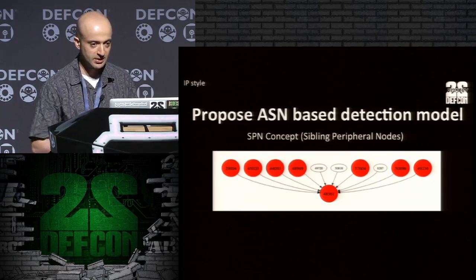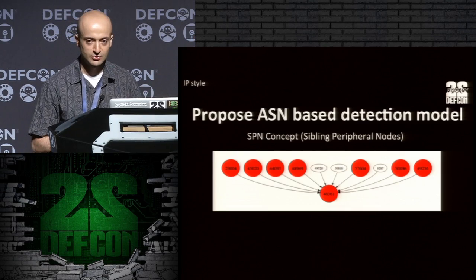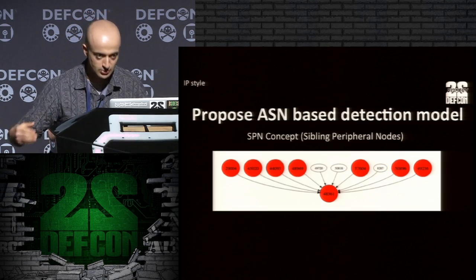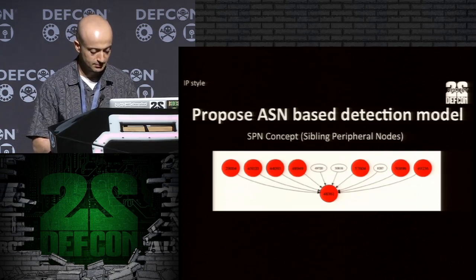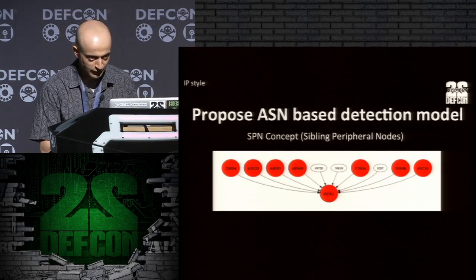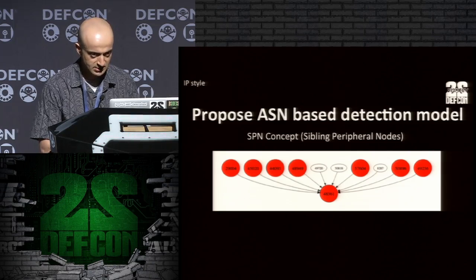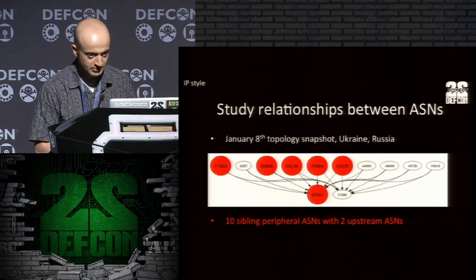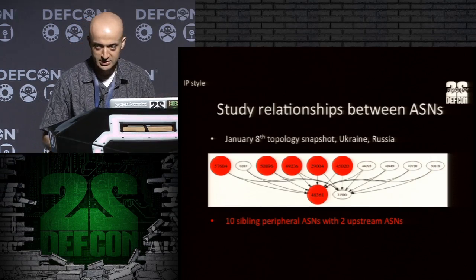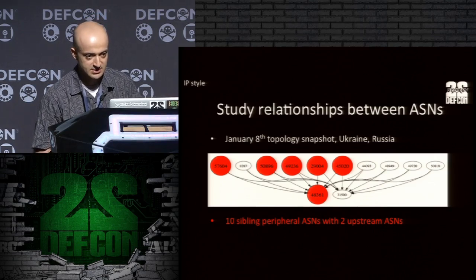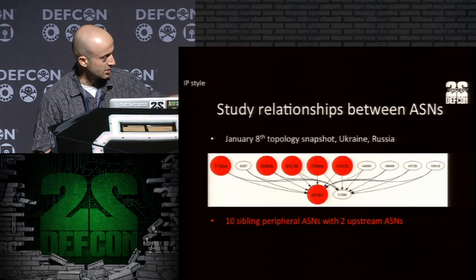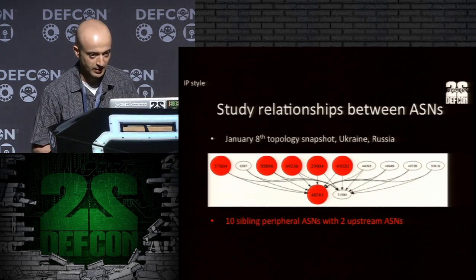And then peripheral, because they have no downstream providers. So they are on the outskirts, or the periphery, of the internet. Now we look for suspicious ones in this case. So this is a subgraph we took, a snapshot from the Ukrainian-Russian IP space in January, and we see a bunch of these ASNs, sibling and peripheral, hosting the malicious payload, because they are in red, and one of the parents is also doing the same.